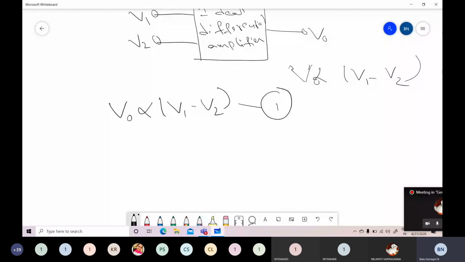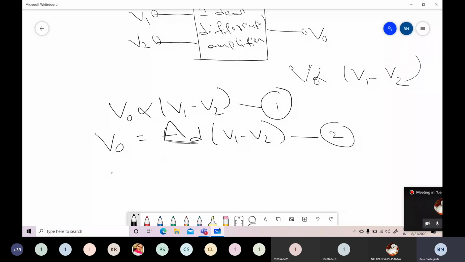Now we have to remove this proportionality here. Therefore, what you can write? V0 is equal to AD into V1 minus V2. After removing the proportionality, this equation can be written as V0 is equal to AD into V1 minus V2, where AD is the proportionality constant. So AD is the gain with which the differential amplifier amplifies the difference between two input signals.